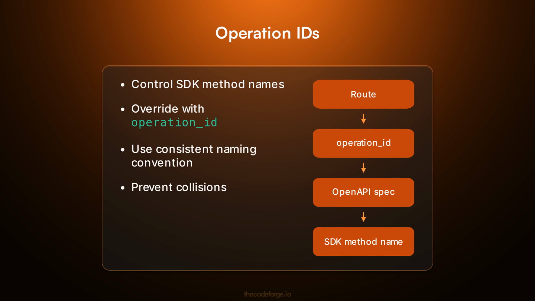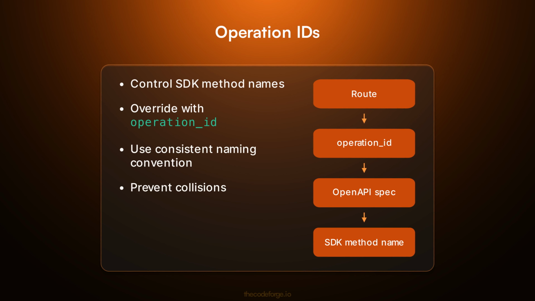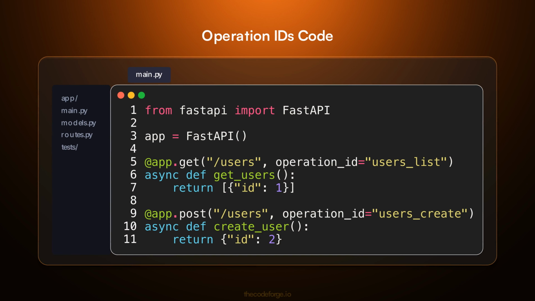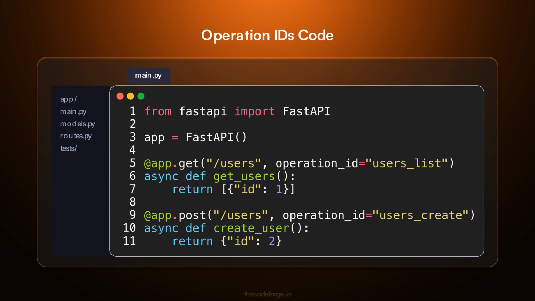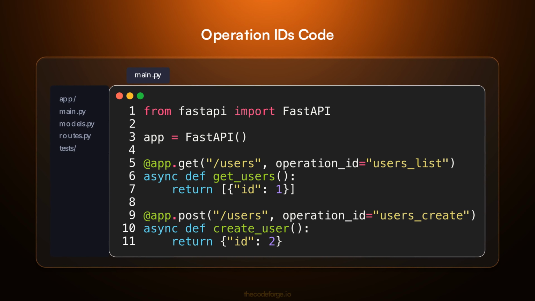By default, FastAPI generates operation IDs from the function name and path. Override them with operation_id to ensure clean, predictable method names in generated SDKs. Here we set explicit operation IDs. The OpenAPI spec will have operationId users_list and users_create, making the software development kit methods clean.